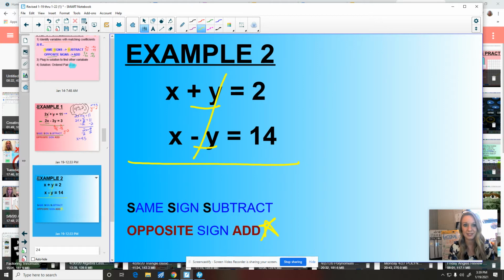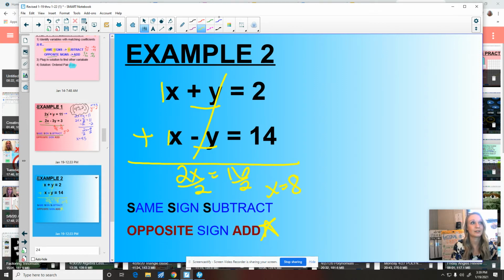So I see positive and I see a negative. I'm going to add going down. That means I've got 1x plus 1x, which gives me 2x. 2 plus 14, 16. And then we divide both sides by 2, and we get that x is equal to 8. Okay. And I know I'm kind of breezing through some of these steps, but you're pretty proficient with equations, so I don't think I need to spend too much time on that.